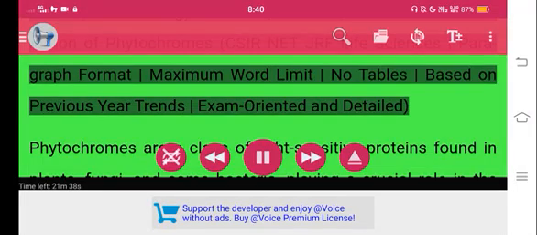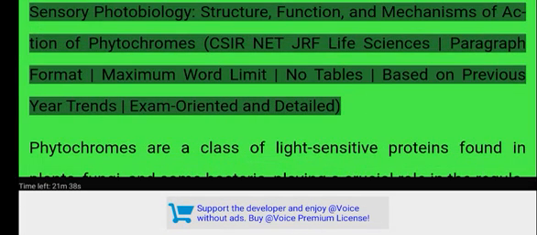Mechanisms of action of phytochromes. CSIR NET JRF Life Sciences. Paragraph format. Maximum word limit. No tables, based on previous year trends. Exam oriented and detailed.